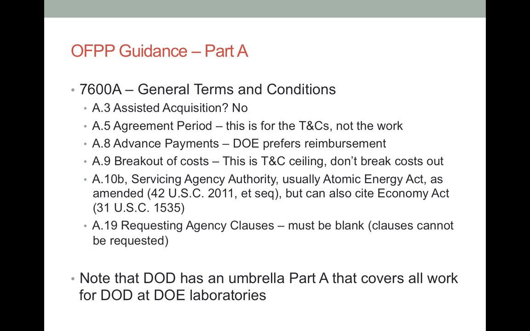The last question I am covering in the Part A is question 19, which documents requesting agency clauses to be included in any resulting contract. This must be blank, as DOE will not add any other agency clauses to their laboratory contracts. One of the big benefits of using DOE Laboratories is that the other agency is able to piggyback on the DOE system. By adding additional clauses, that system loses its efficiency and would result in an increased cost for all laboratory customers, including the DOE. Therefore, DOE does not allow other clauses.